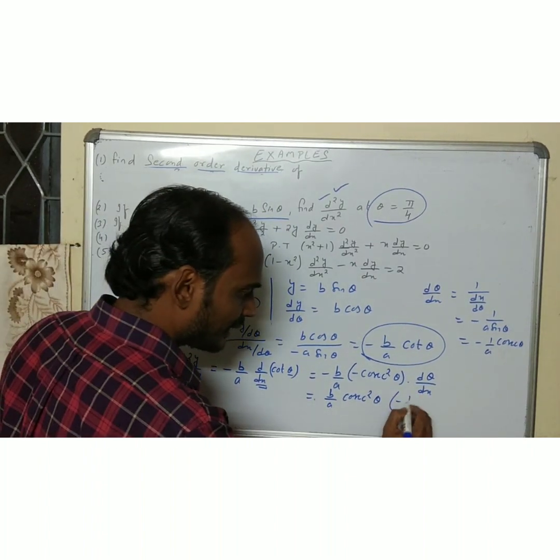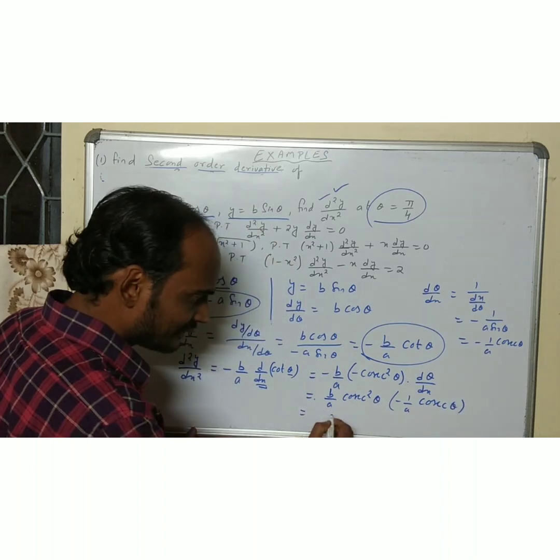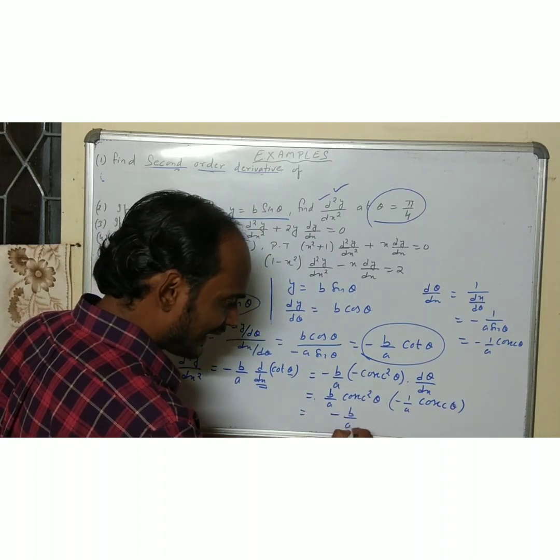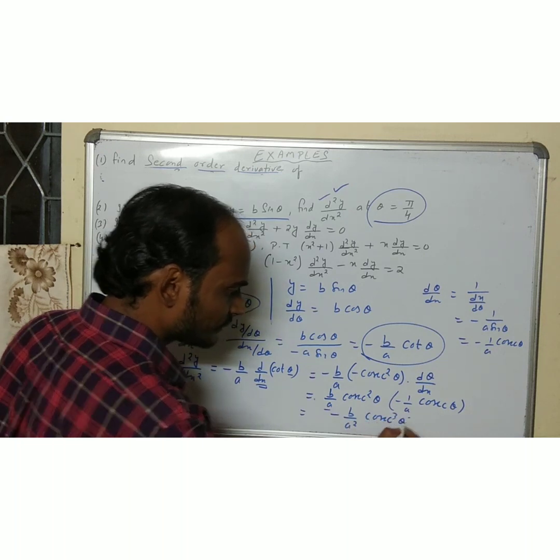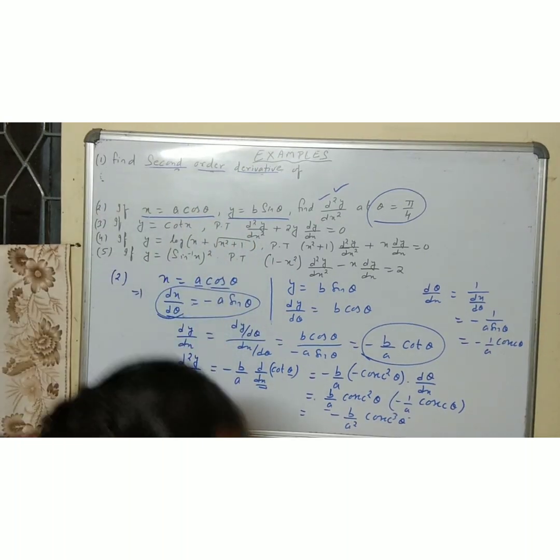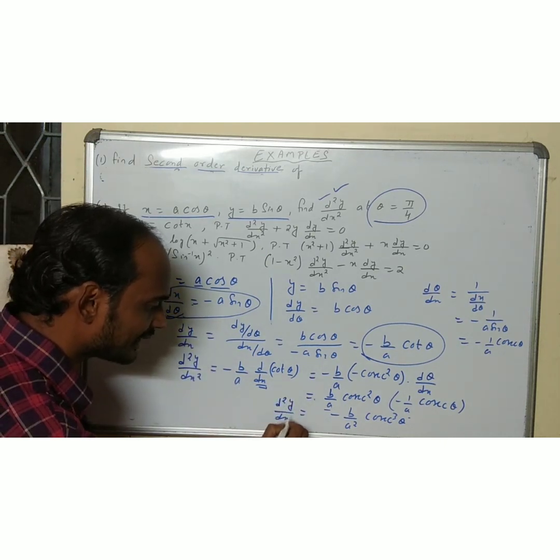So here you can write minus 1 by a cosec theta. So the answer of this part is minus b by a square, because a is multiplied into cosec cube theta. So into cosec cube theta. So that is the differentiation, or the second differentiation d2y by dx2, we got.